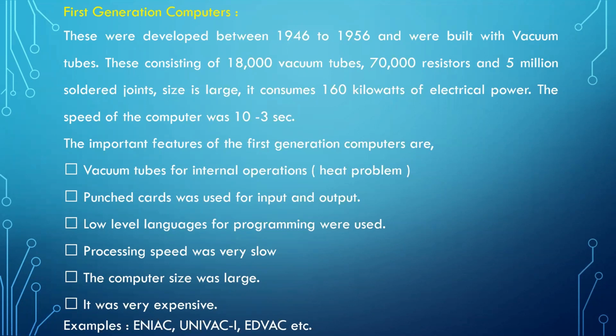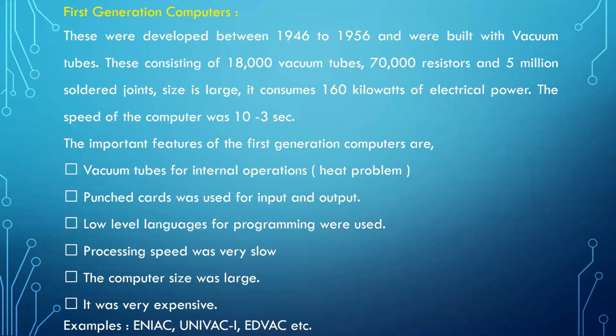Then next point, 70,000 resistors are used. Again, the resistors are electronic components. Then next point, 5 million soldered joints are used. 5 million solderings were done to manufacture one computer.